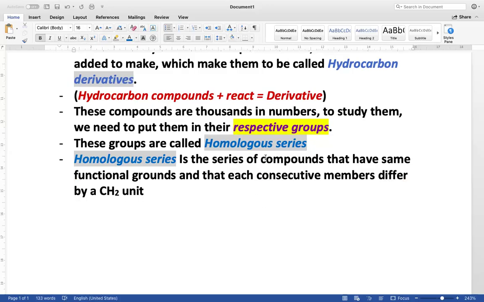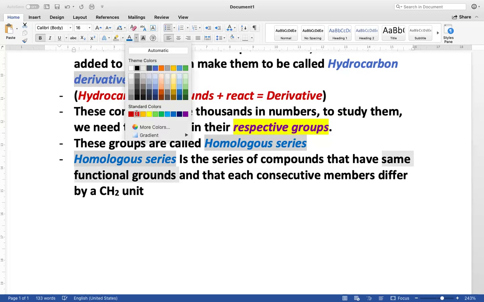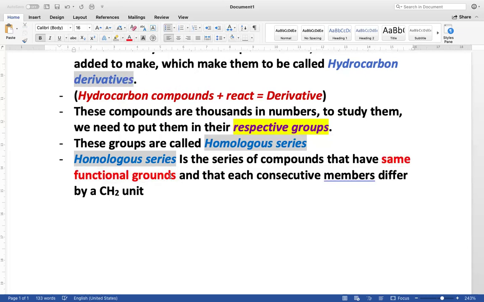I will explain. We are saying that it's just a series of compounds. And one thing we know for sure about these compounds is that they have the same functional groups. And each consecutive member differs by a CH2 unit.